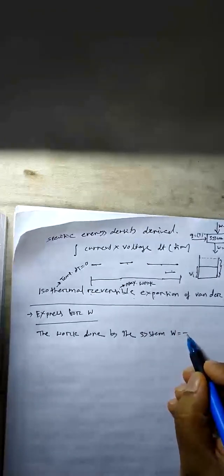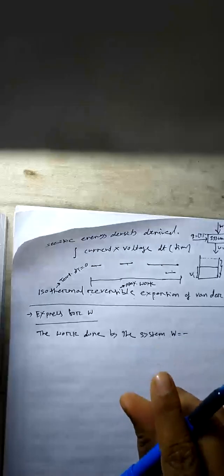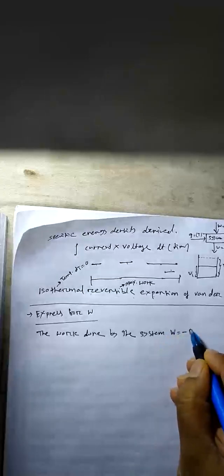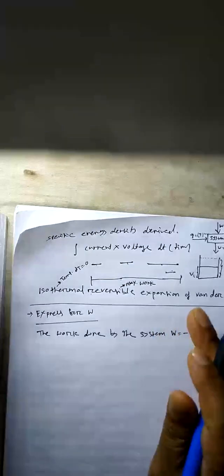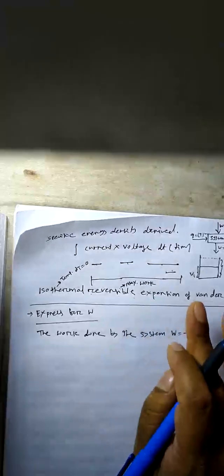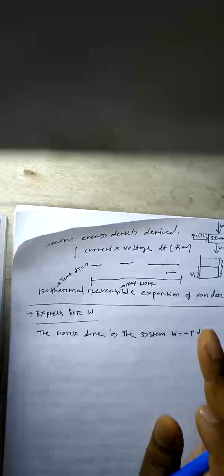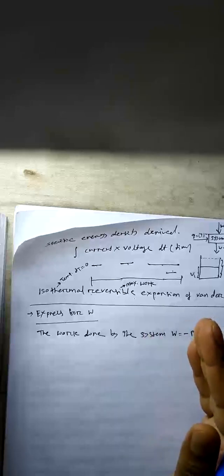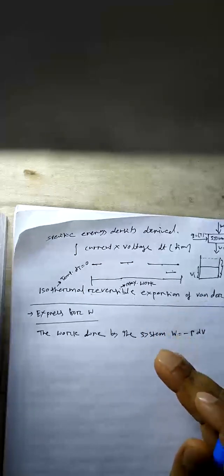In this case, work done by the system, that means the system contains some gas, so work done by the gas is W equal to minus PdV. I write system because the system contains some gas. You can also write by the gas, no problem. If you write by the system, no problem, because system means where we do some experiment. The rest part is called surroundings, and the separation between system and surroundings is called the boundary.